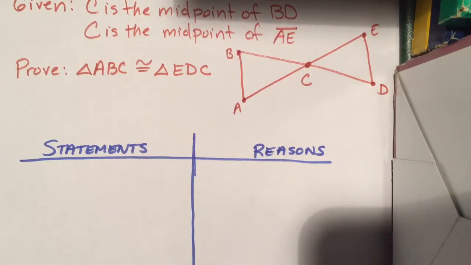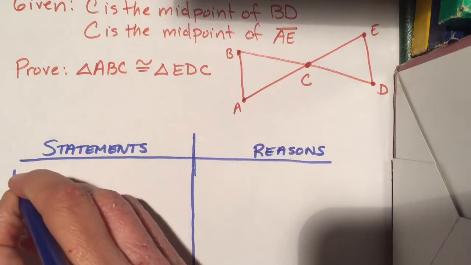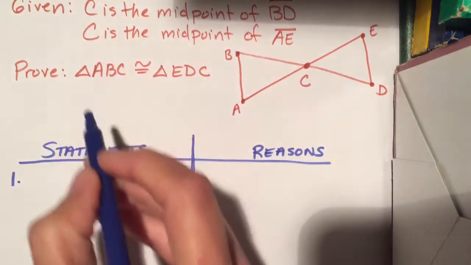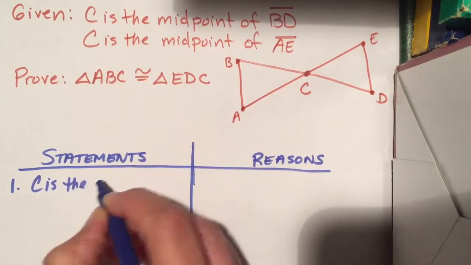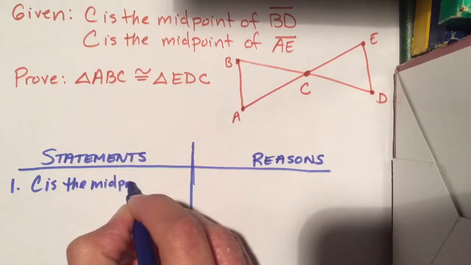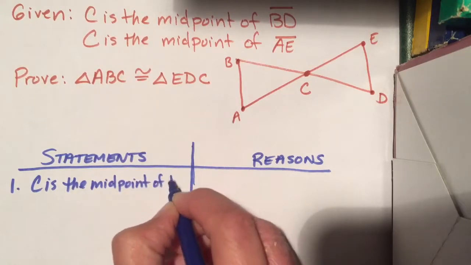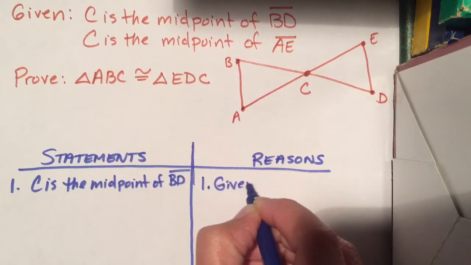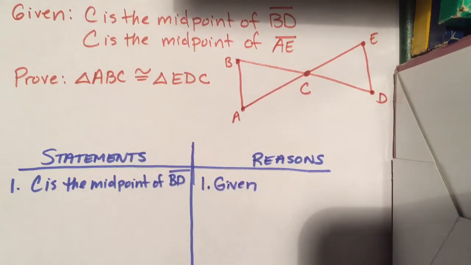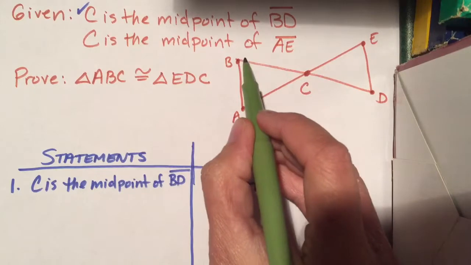Okay, so the first statement is going to be, I'm going to choose one of my givens. So I'm going to use C as the midpoint of BD. All right, so C is the midpoint of BD. Okay, and I know that because it's given. I'm just going to use one given right now, this one right here. So if C is the midpoint of BD, that is key. That tells us something.